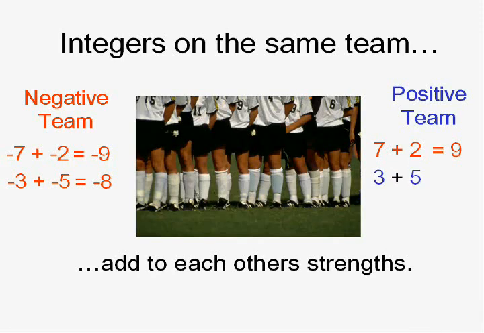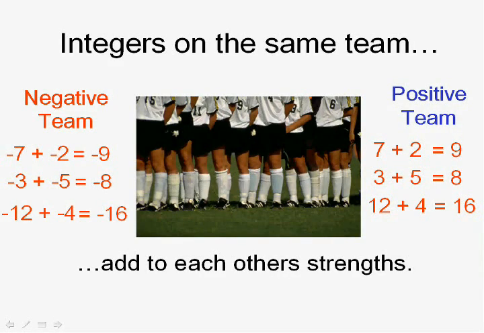Positives are going to add to each other's positivity. +3 and +5, you already know, is +8. -12 and -4 just makes even more negative, -16. And two positives here, +12 and +4, are going to make even more positive. That's the easy part.